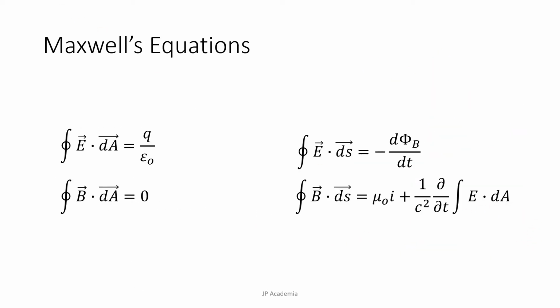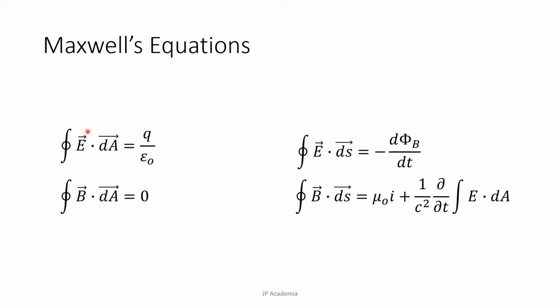In discussing the electromagnetic theory, we have these four Maxwell's equations. They mainly describe how electric charges and currents create electric and magnetic fields. Maxwell's four equations can be stated as follows.